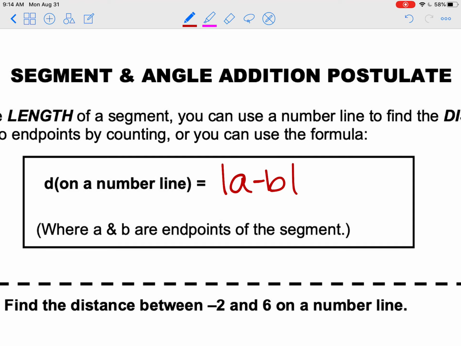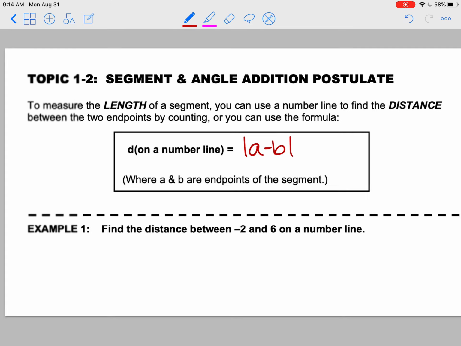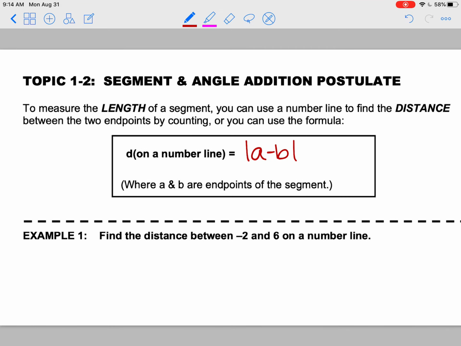Remember, absolute value is the distance from 0 to that number on the number line. And think of distance as always being positive, like absolute value. If you had a step counter on your watch and you walk backwards, your step counter does not subtract steps. It always adds. It's always a positive value. So let's just do some examples here.